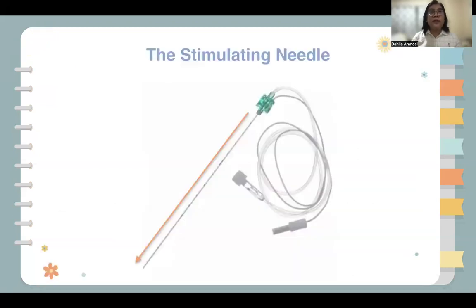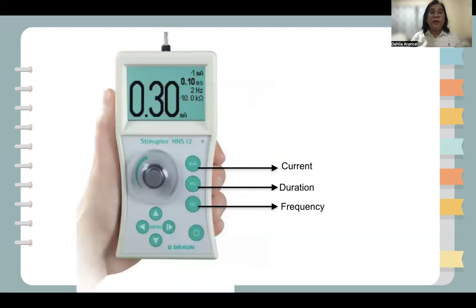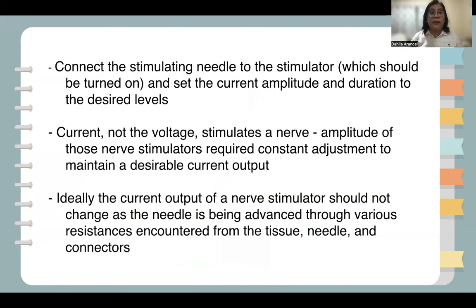So this is the stimulating needle. You can see the wires, the connectors, and also the needle and the point of propagation. The arrow serves as the point of propagation of the current. And the wires, one is attached to the needle, the other one attached to the leads to the patient and attached to the machine. So this is the machine. You can see the control buttons of current, duration, and frequency.